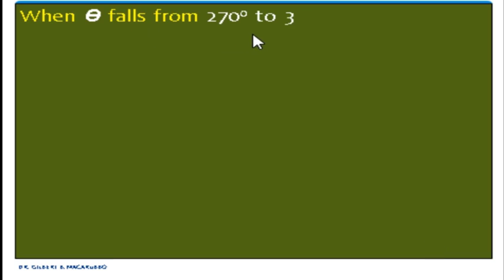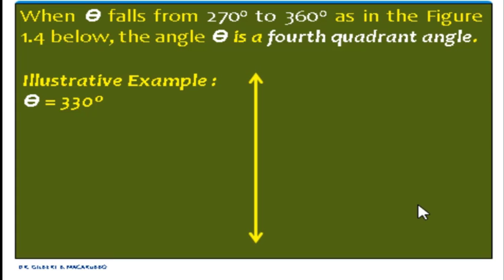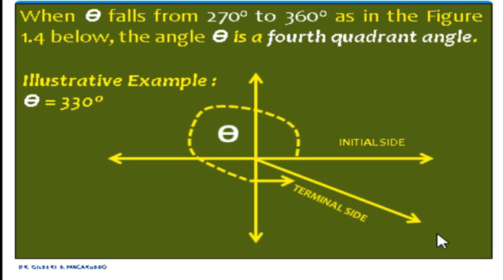When theta falls from 270 degrees to 360 degrees, as in figure 1.4 below, the angle theta is a fourth quadrant angle. For instance, we have 330 degrees. As you can see here, from the initial side, the terminal side falls in the fourth quadrant. So angle theta is a fourth quadrant angle.